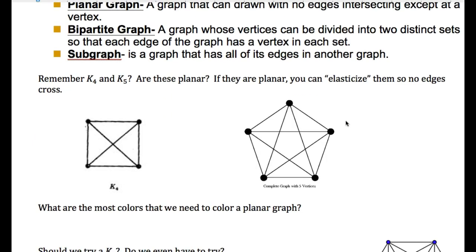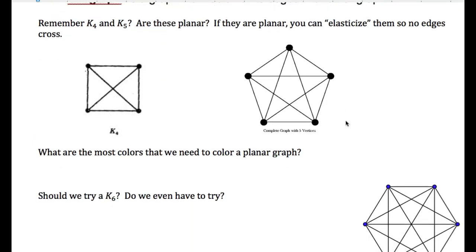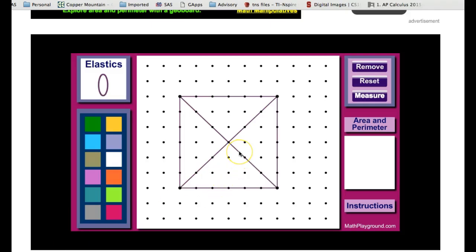So now let's look at some of these things. K4 and K5, are these planar? If they are planar, you can elasticize them so no edges cross. So if I look at this, right now I have the vertices. I put them out as distinct dots. And so right now I have a crossing. So if you pretend that these are rubber bands, can I move one of these so that they do not cross?